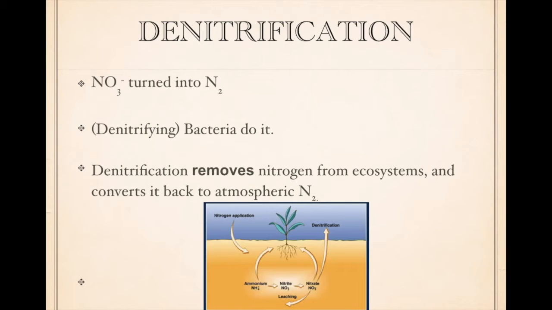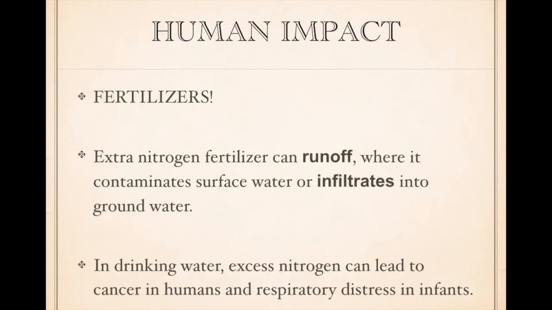It's going to use the oxygen and get rid of the nitrogen. That N2 becomes the bacteria's waste product, and that goes back in the ecosystem. So it's a cycle. So what's the human impact here? The use of fertilizers. Nitrogen can be a cancer-causing agent.